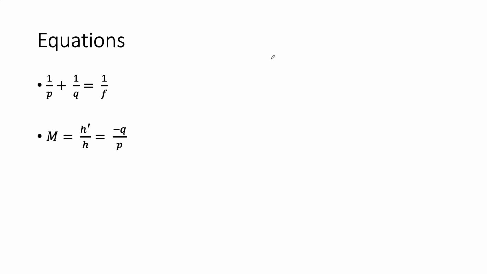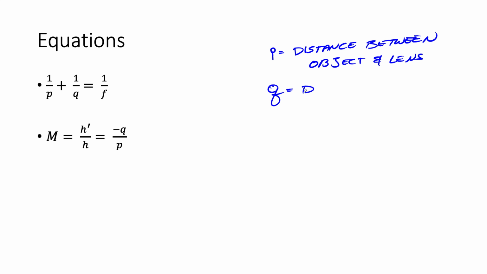Again, all these letters, variables, mean the same thing. P is going to be the distance between the object and the mirror and the lens. It's always going to be positive. Q is the distance between the lens and image, or image and lens.